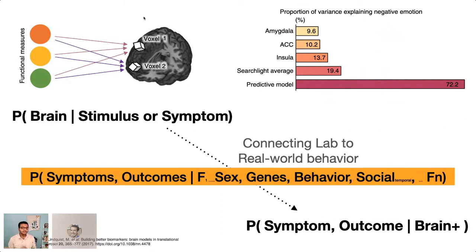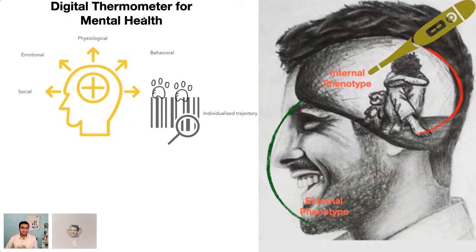So the point is, in order to predict outcomes and link symptoms to underlying behavior, we really need a more integrative approach. I'm probably stating the obvious here. And to the point, how do we build a digital thermometer for mental health, or thermometers, right? It might not be just one, there might be many more, to really create an individualized trajectory of what might be going on.